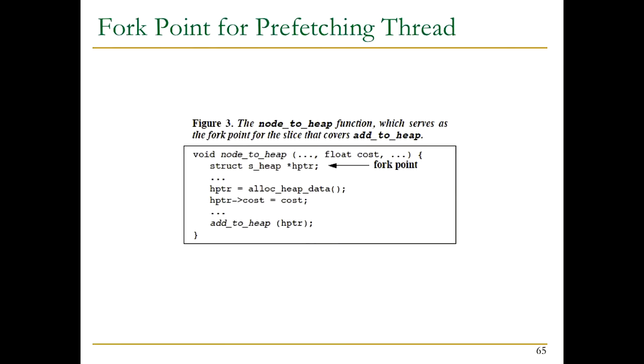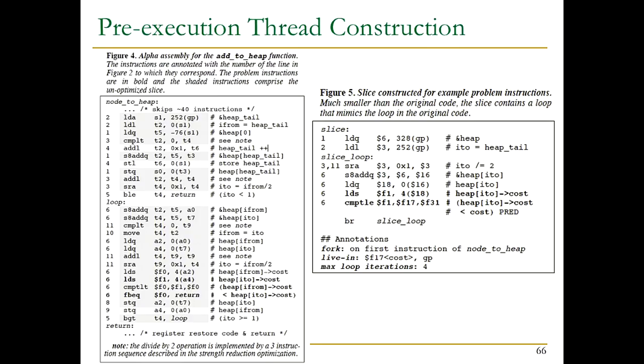Because again, there's a lot of stuff that goes into this, right? Which we're not going to talk about. You may actually start a thread over here, and the program may branch out somewhere else, so that thread is completely useless now, right? Okay, but the main point that I would like to emphasize is you have this assembly for the add to heap function, but if you want to just construct a thread that leads to prefetching for that load and pre-computation for that branch, those problem instructions, that thread is much smaller than the original code, as you can see over here.